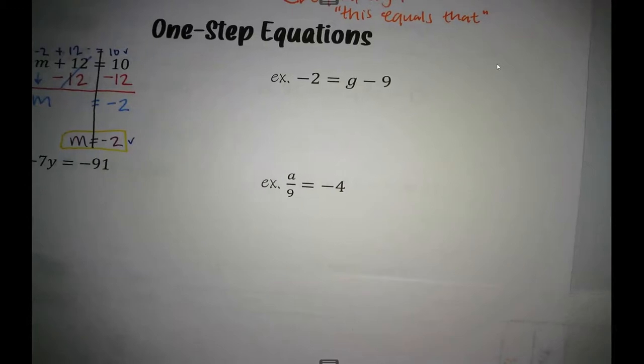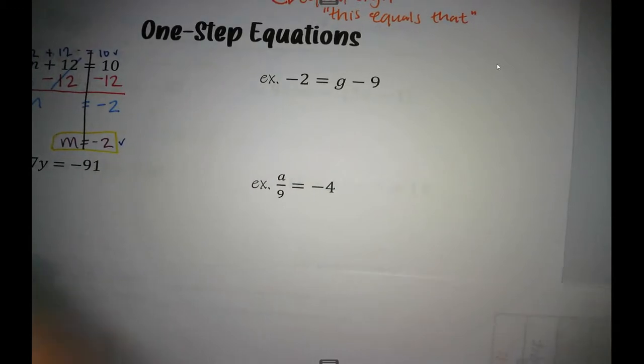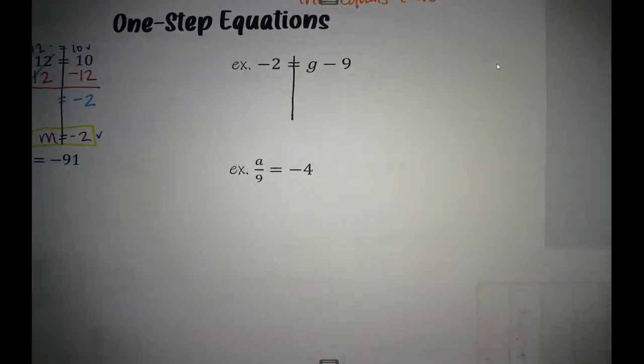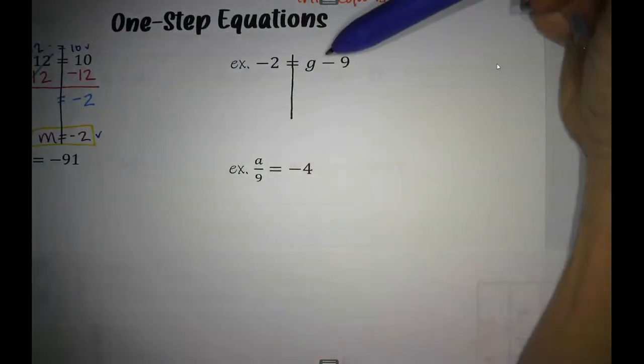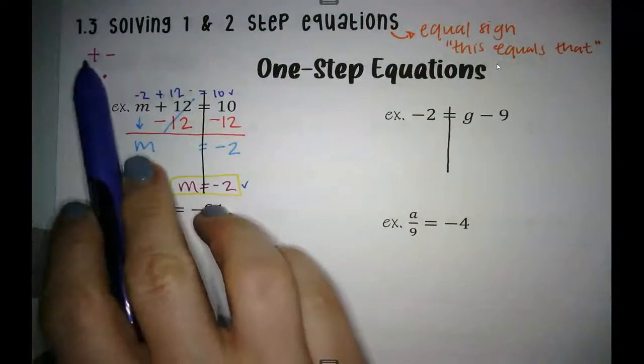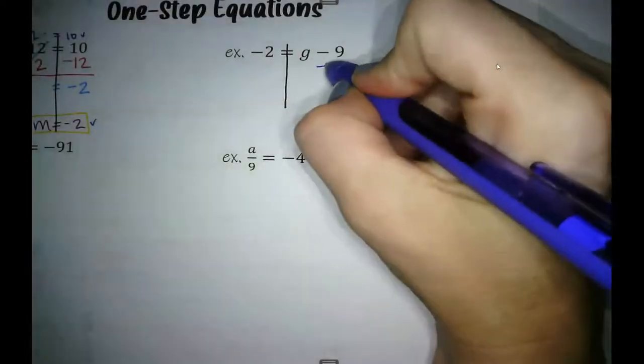Okay, let's look at another example. So again, I'm going to draw my wall. I've got negative 2 equals g minus 9. And I'm going to be asked again, solve for g. What number would g be? What number makes this equation true? Right now, what's happening to g? We're subtracting 9. So we need to do the opposite of subtraction. So we need to add 9.